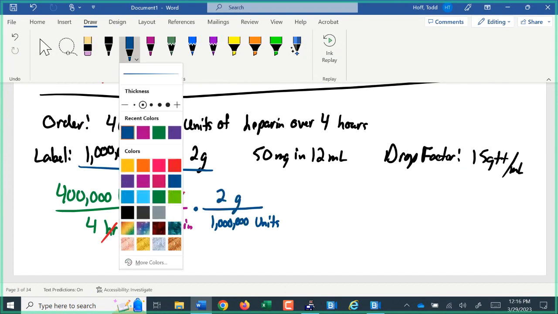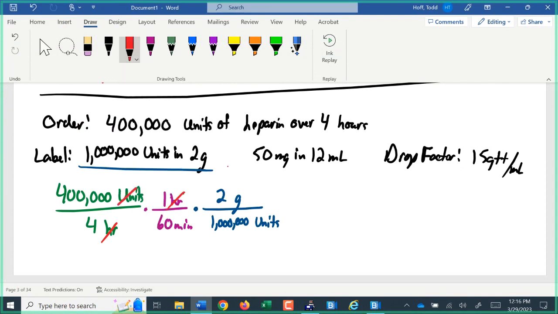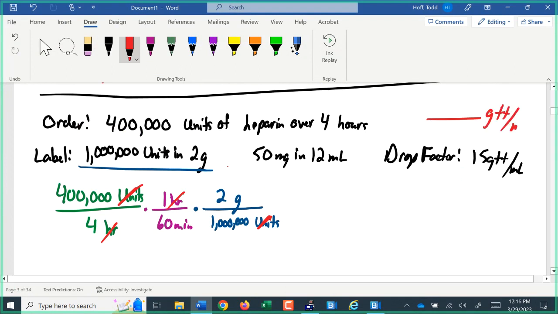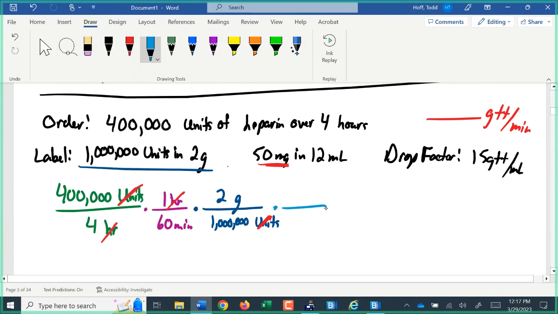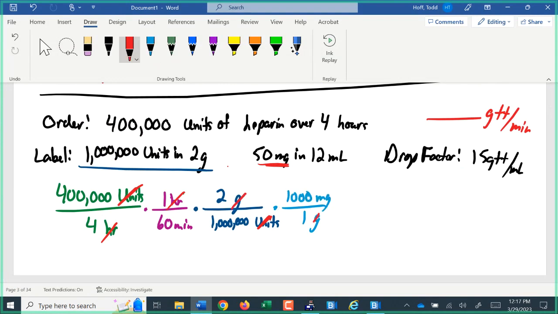So units are gone. We're now in grams per minute. We want our final answer here in drops per minute. We do not want grams. However, we look up here and there's nothing else with grams in it. We do, however, have milligrams. So let's convert our grams to milligrams. So 1 gram is 1,000 milligrams, and the grams are canceled out.